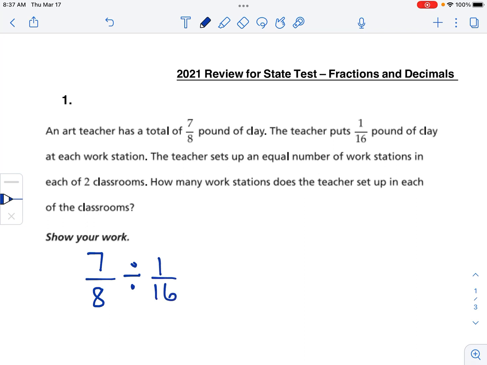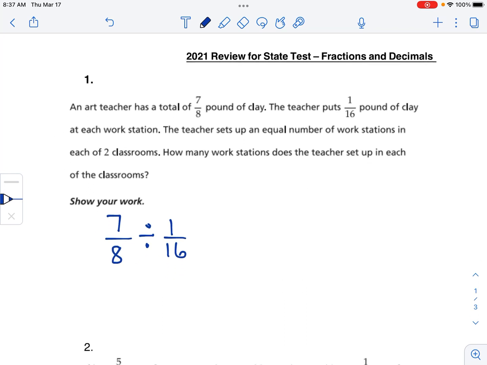All right, so here we're going to follow keep, change, flip. We're going to keep the first fraction how it is. We'll change the division to multiplication, and we'll flip the second fraction over. So 7/8 times 16 over 1. We can cross-reduce our fractions. The 8 and the 16 are both divisible by 8. So 8 divided by 8 is 1. 16 divided by 8 is 2.